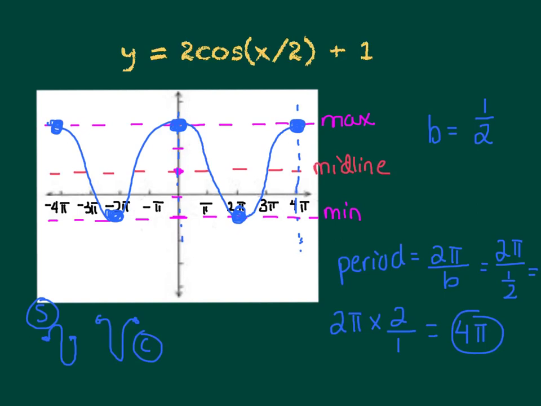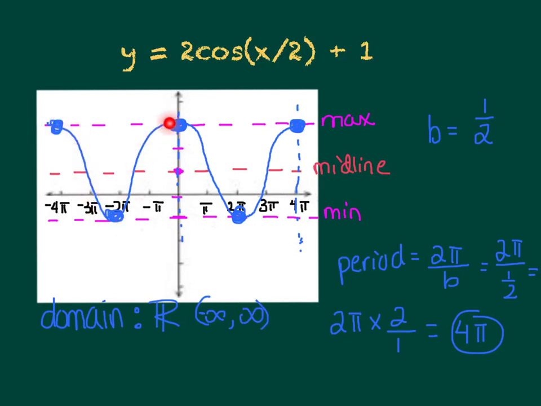To get even fancier, I could talk briefly about the domain and the range. The domain here is all real numbers, otherwise known as negative infinity to positive infinity. Because I know that this curve, I've only drawn a little bit, but I know it's going to keep going forever.